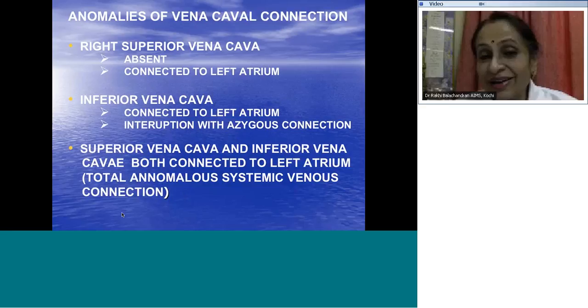So, friends, the anomalies of the vena cava connections, you have right superior vena cava or absent vena cava or connected to the left atrium. Okay. Or you have inferior vena cava connected and or interruption of IVC, and superior vena cava, inferior vena cava, both are connected, and that is the total anomalous systemic venous connection.